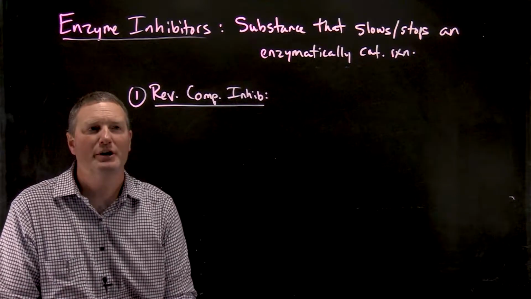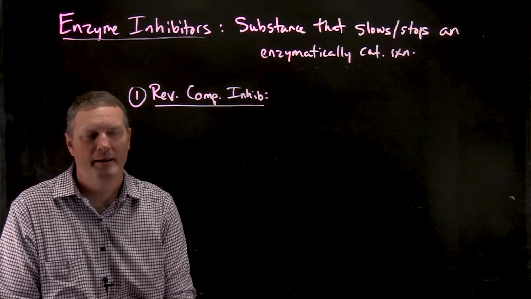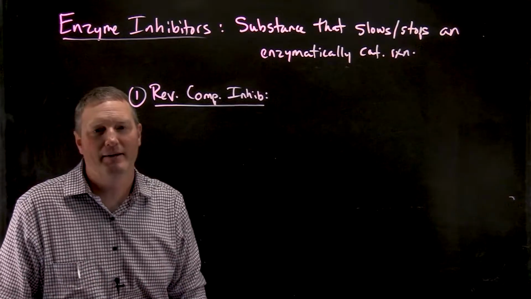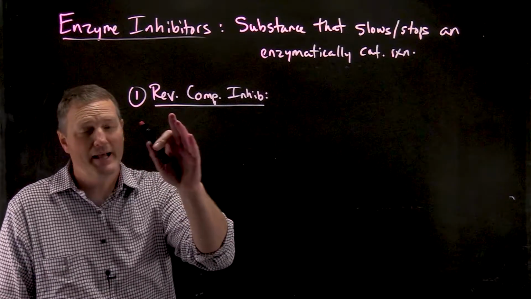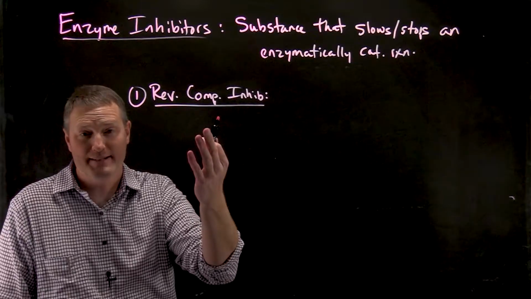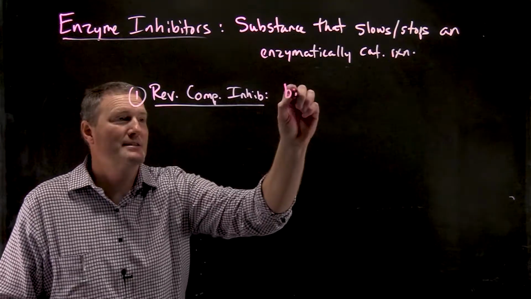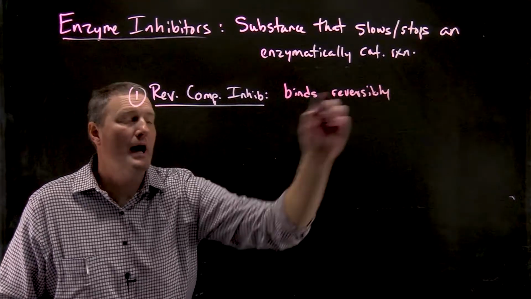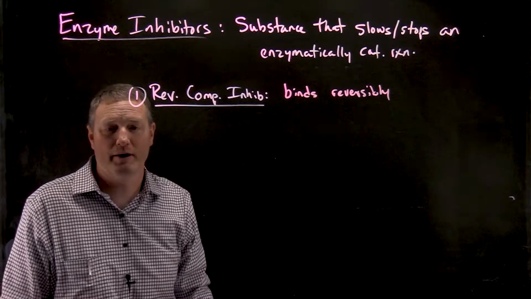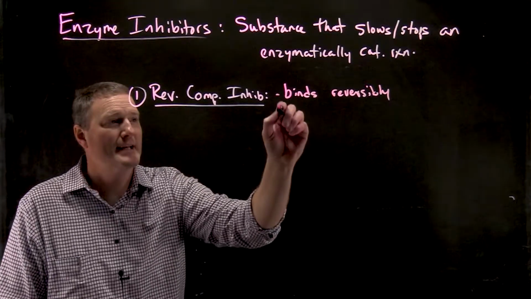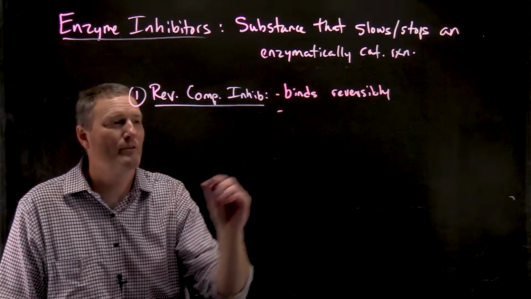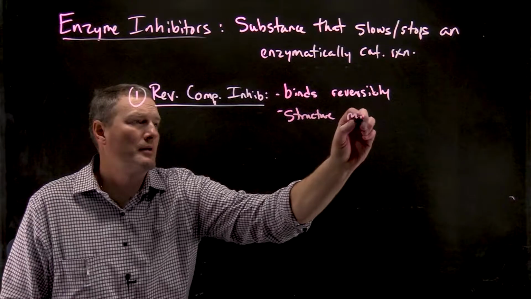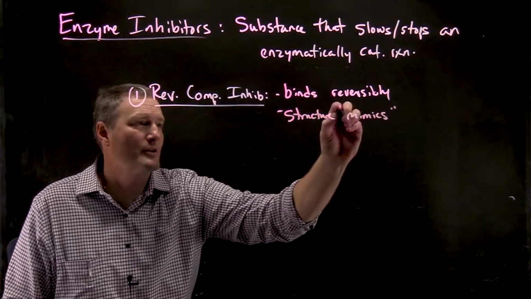The first is called a reversible competitive inhibitor. Let's just define a couple important things about a substance that might be a reversible competitive inhibitor. As implied, it binds reversibly to the enzyme. Another key component is that its structure often "mimics" the normal substrate.